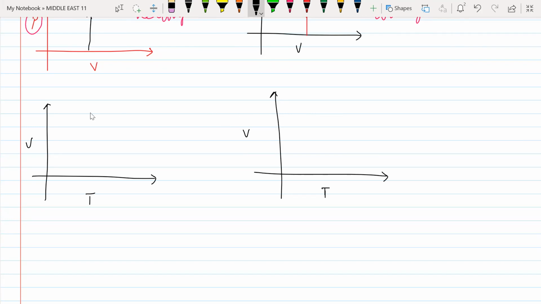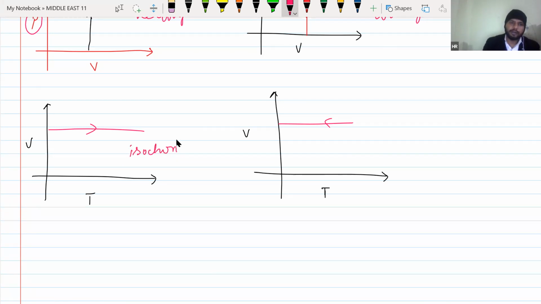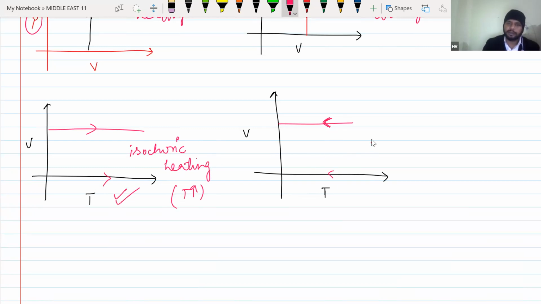Isochoric process, the volume will be constant, so the graph will be like this. I'm giving you this direction, and here this direction. You can see volume is constant. So in terms of cooling and heating, it is isochoric, and temperature is rising, so it is isochoric heating, because temperature is rising. And here you can see temperature is decreasing in this direction, and in this direction temperature is increasing. So it will be isochoric cooling. Everyone done with this? Yes, sir.